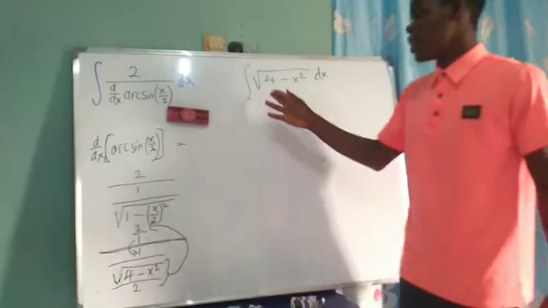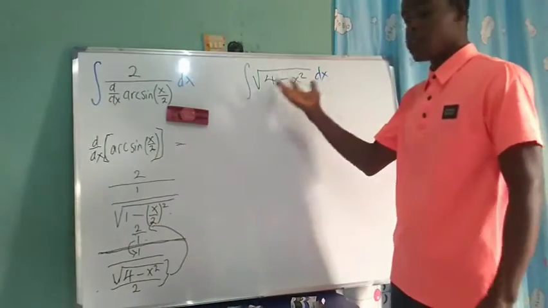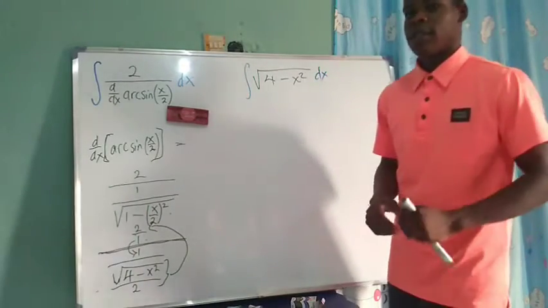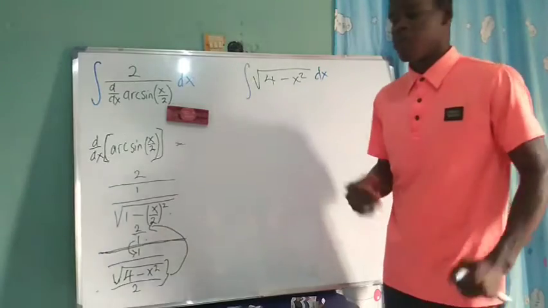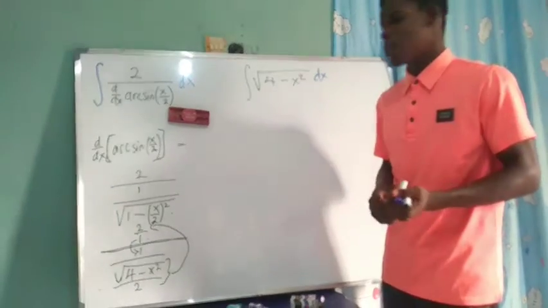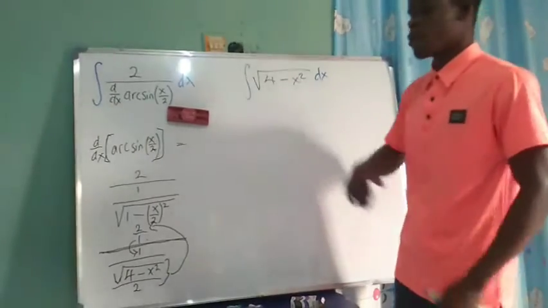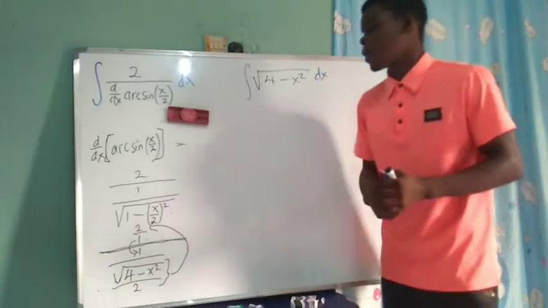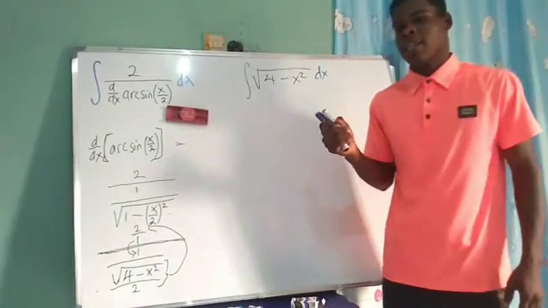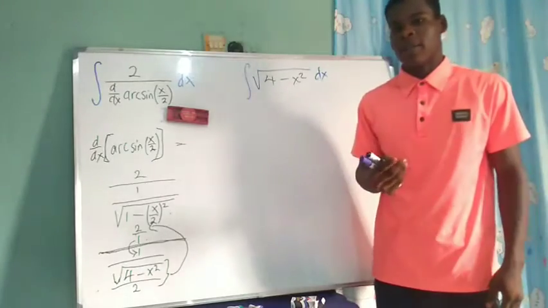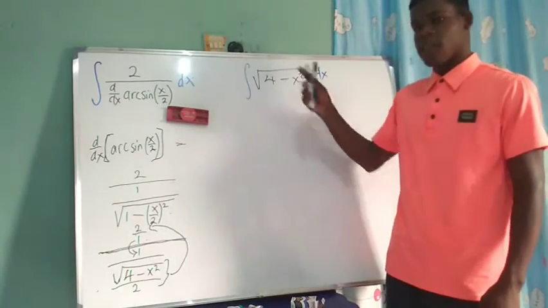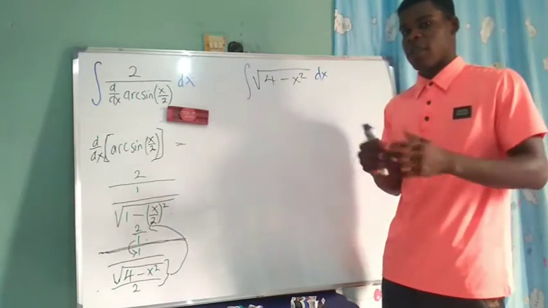Now the main problem in this integral is the square root sign. If we can get rid of the square root, maybe we can employ other techniques. So what technique do we use to get rid of the square root? To get rid of a square root, we basically need a perfect square as the radicand, so that we can just take the root, alright?